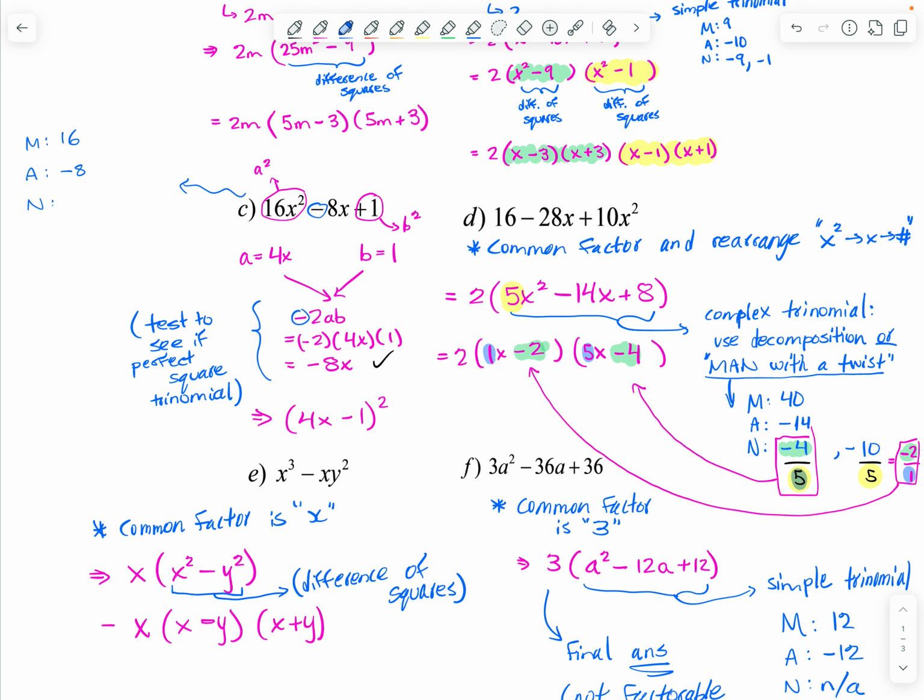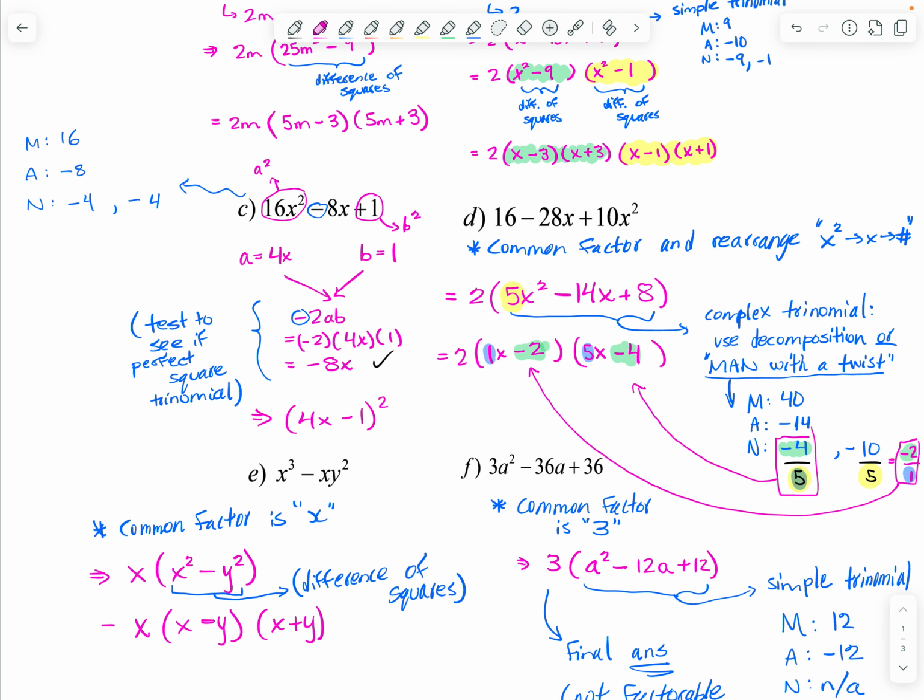What are the factors? So I'd have 8 times 2. That would not add to -8. I have 4 and 4. Oh, there we go. Okay. I don't know why that took a bit of time. But my two numbers are 4 and 4. So -4 and -4. And so those two multiply to give 16, and they add to -8. So those are my two numbers.